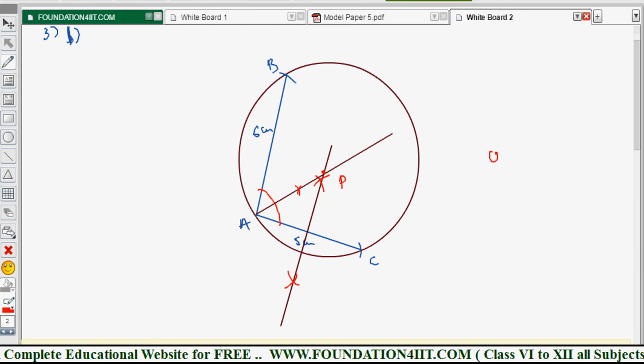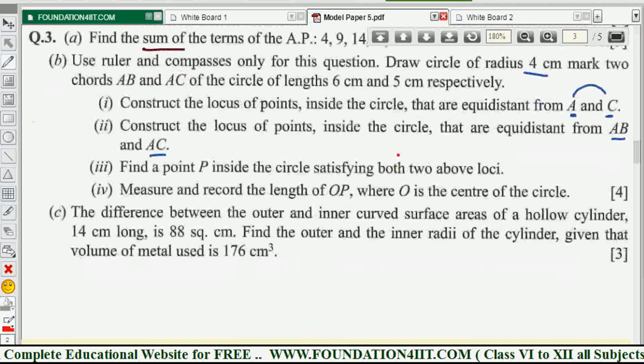Now according to the question, it is asking for OP, the distance from O to P. O is the center of the circle. From the center of the circle to this P, there is the distance you have to find. Use the scale. According to this problem, you get approximately 0.65 centimeters. That means less than a centimeter, 6.5 millimeters. Complete construction problems are available in the same channel. You can go through. This is roughly explained. Let us see the next one.